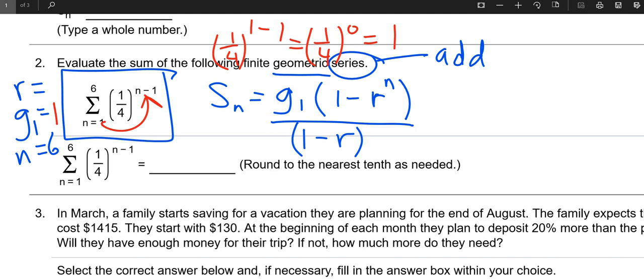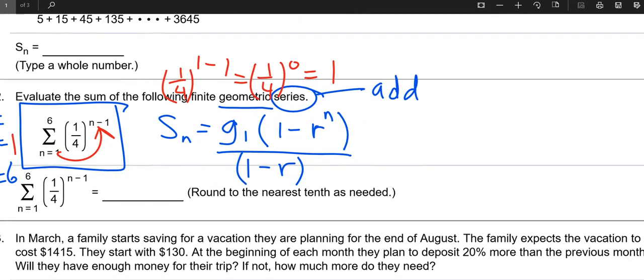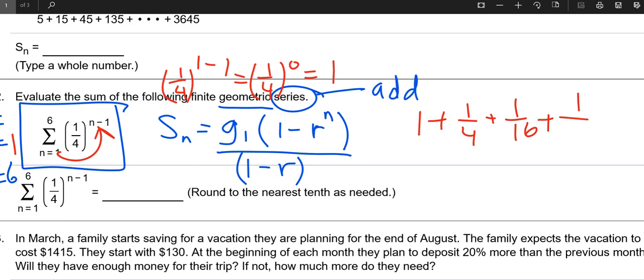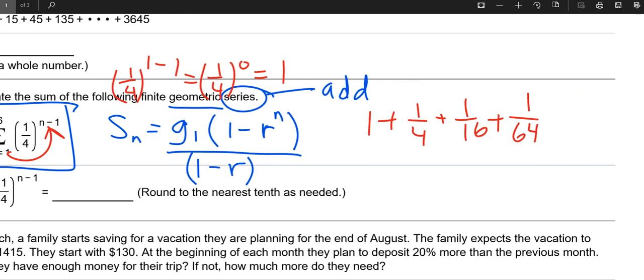Now, you may not know that. Let me write out the 6 different numbers. So the 6 different numbers that we're really adding together, I would not expect you to write these 6 out.